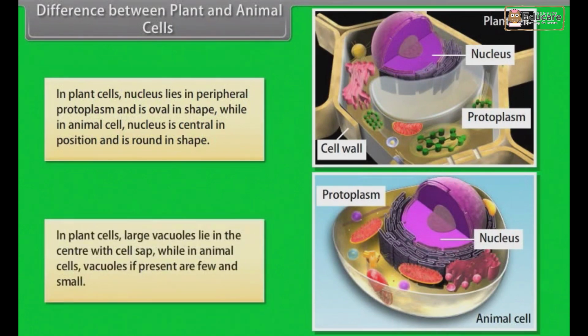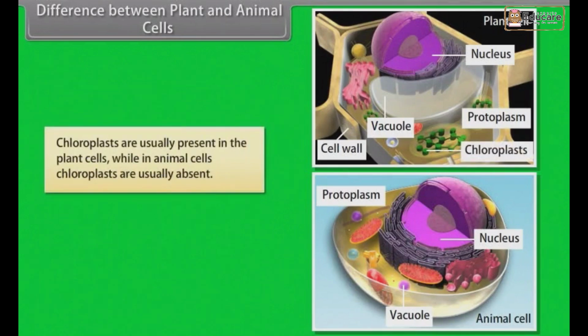In plant cells, large vacuoles lie in the center with cell sap, while in animal cells, vacuoles, if present, are few and small. Chloroplasts are usually present in the plant cells, while in animal cells, chloroplasts are usually absent.